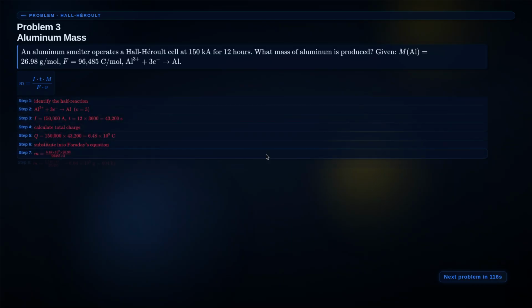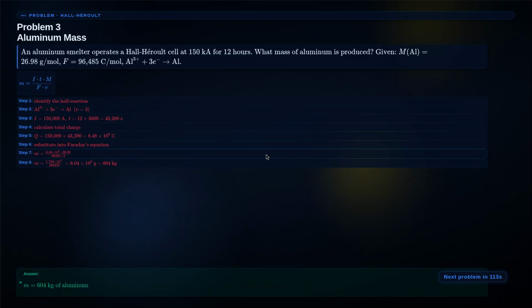Problem 3. An aluminum smelter operates a Hall-Héroult cell at 150 kiloamperes for 12 hours. What mass of aluminum is produced? The half reaction is Al3+ plus 3 electrons gives Al solid, so v equals 3. Convert time. 12 hours times 3,600 equals 43,200 seconds. Current is 150,000 amperes. Calculate charge. Q equals 150,000 times 43,200 equals 6.48 times 10 to the 9 coulombs.